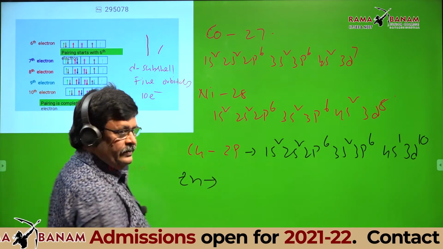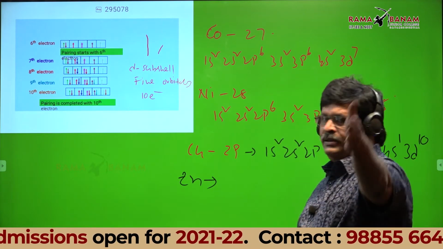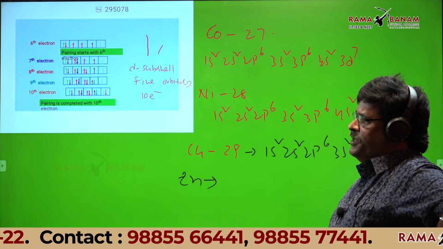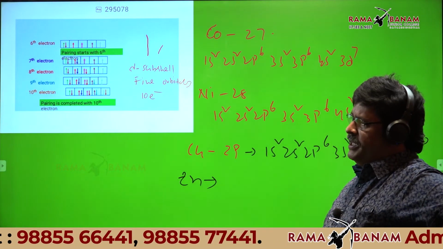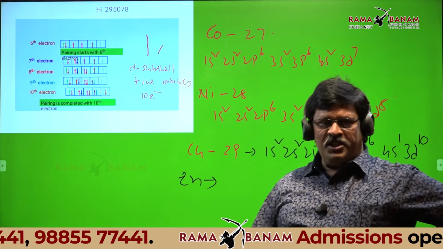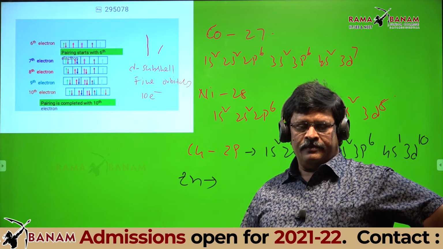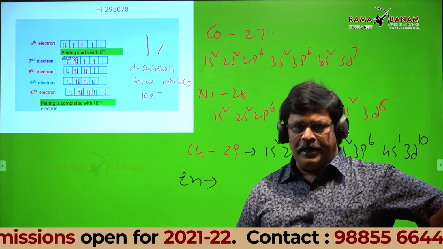1s2, 2s2, 2p6, 3s2, 3p6. Ramani, mobile please. Students, how many times should I tell? Please, all of you mute your mobiles. Repeatedly we are telling that.